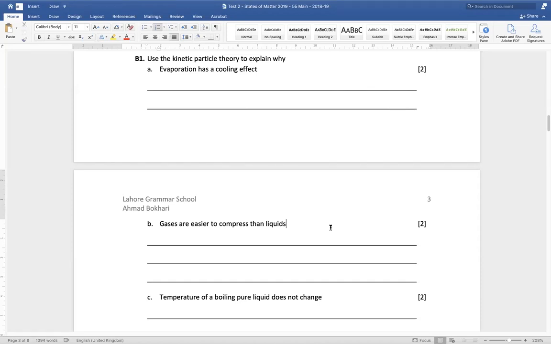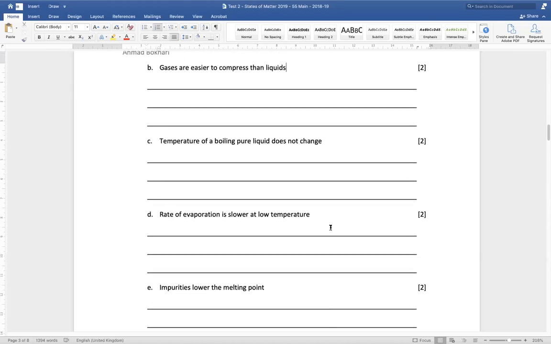Good. Amna's answer is also perfect. It says that high energetic particles break and leave the surface, leaving behind less energetic particles. You just have to mention how that is related to temperature. Okay, so one point is saying that high energy particles are leaving, and the second point is for saying that now we have lower average kinetic energy, which is lower temperature.